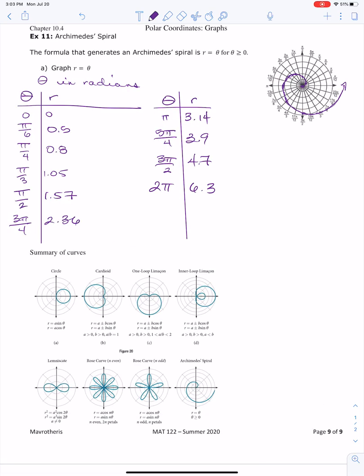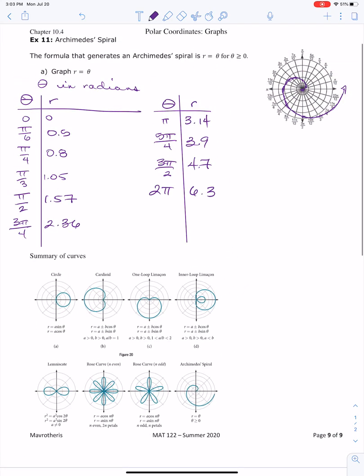Down at the bottom of this page, there's a summary of the curves, as well as the equations that give you those curves. You will not be asked to graph on the exam or the final. You will be asked to match graphs with equations, and write equations from graphs, just picking out some of the finer points.